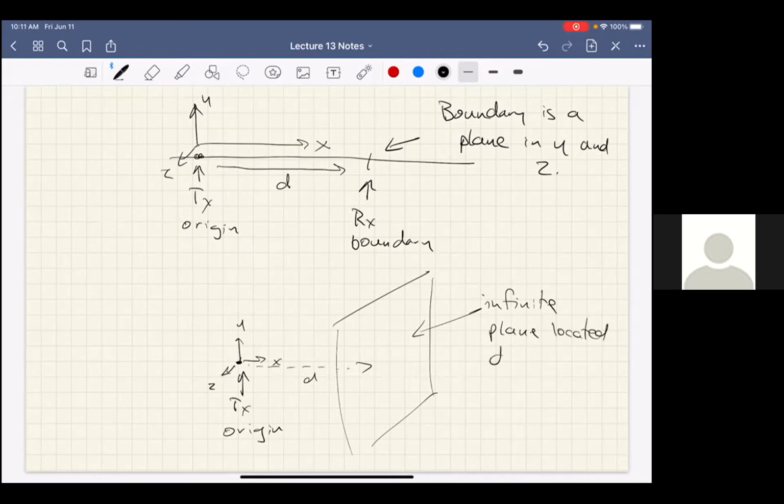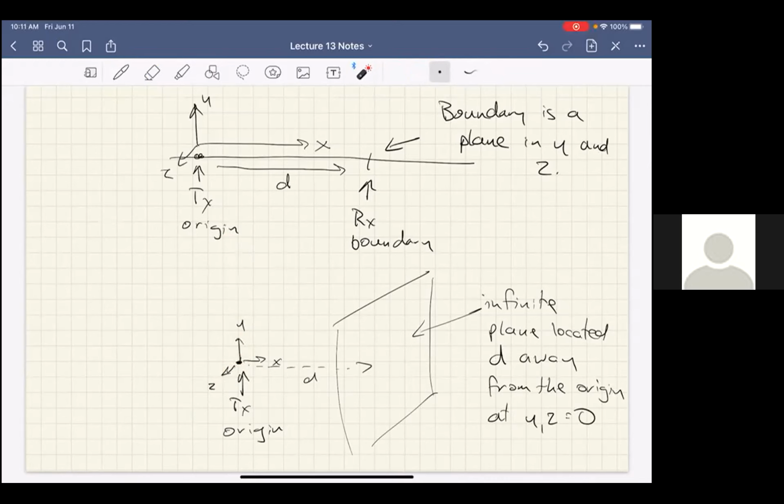Located D away from the origin at y, z equals 0. So in other words, anywhere I go here in y and z, if I stay at x equals 0, then the receiver is still D away.